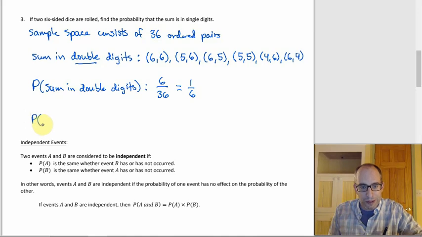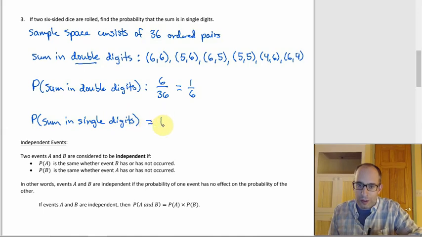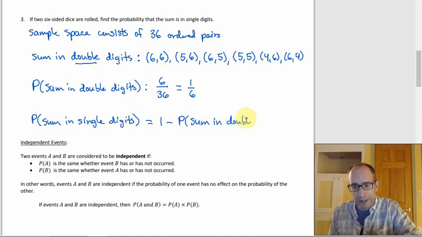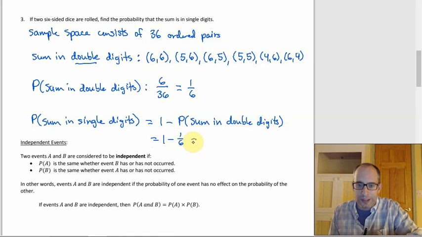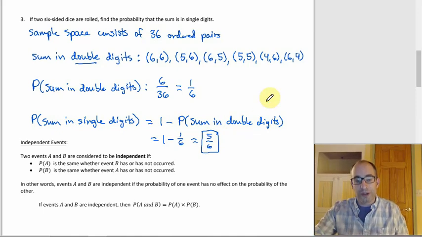All right, so the probability that you get a sum in single digits would be 1 minus the probability of getting a sum in double digits, which means it would be 1 minus 1/6, which would be 5/6. And that's the answer. And that's way shorter, right?